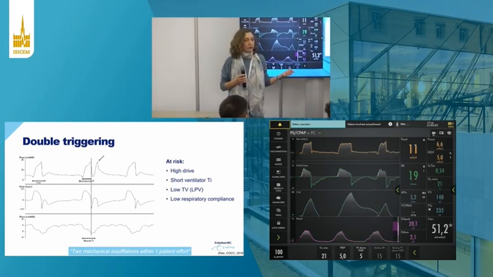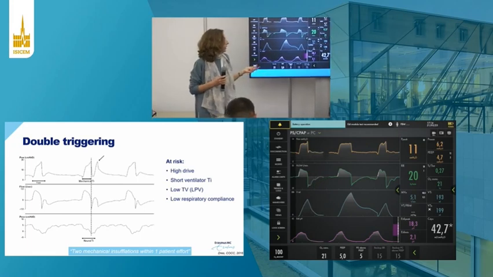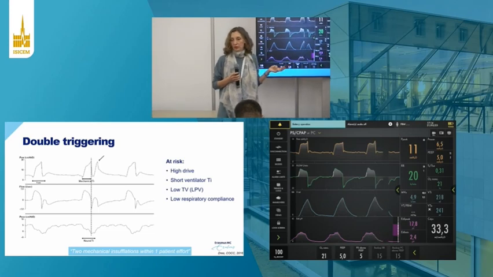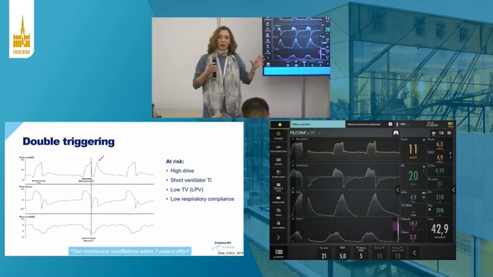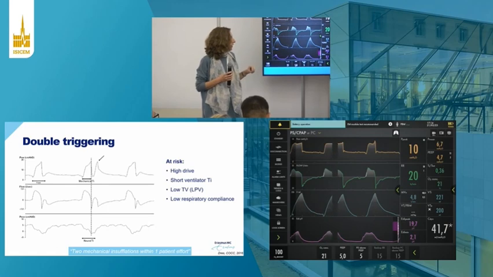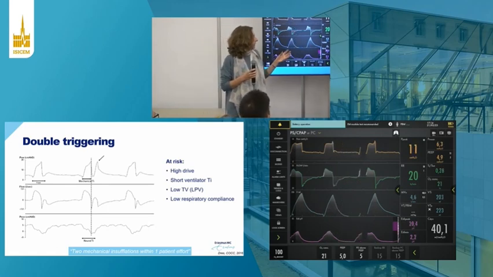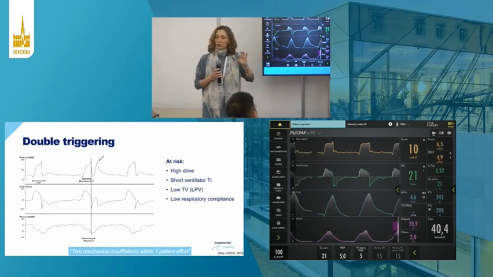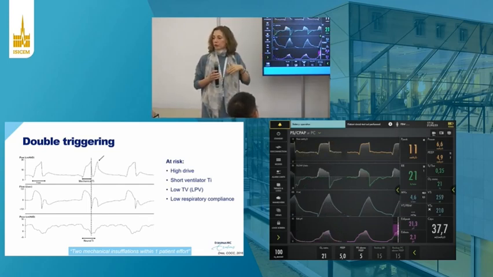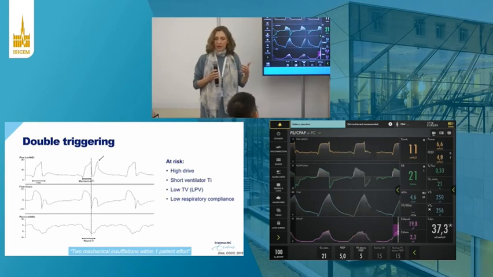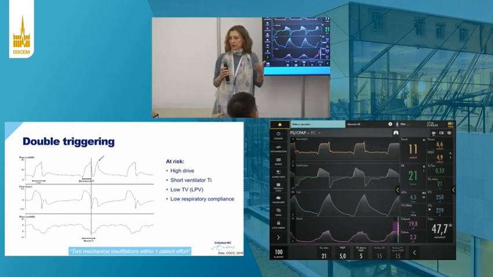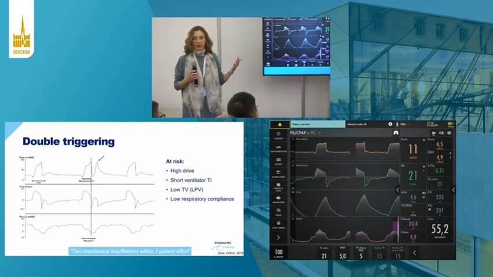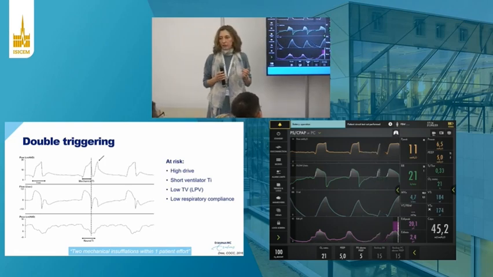So high drive, short ventilator inspiratory time, low assist or low tidal volume, and low respiratory system compliance. This is the context where this asynchrony happens. So when we want to correct it, in order to maintain safe ventilation, it's important not only to target inspiratory time or just increase assist. We should manage the conditions of high drive, especially if the patient has a very low compliance. Otherwise, we will end up with a patient taking a very, very high tidal volume and having high lung stress.